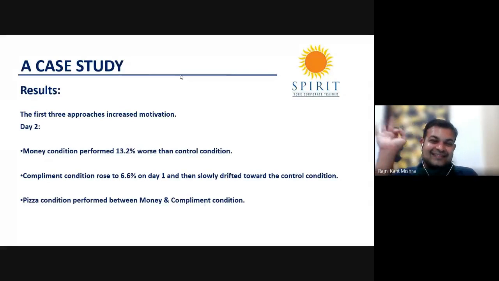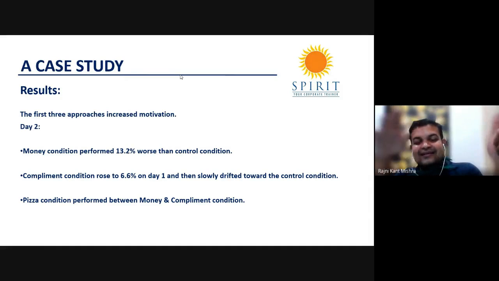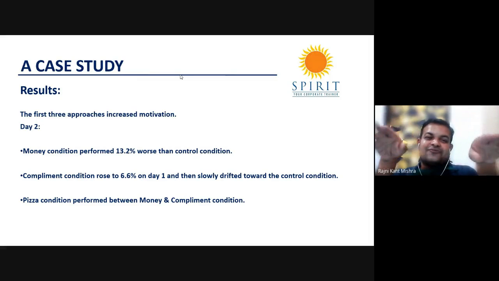And then the third condition, the best condition, is over pizza. What is he saying? In pizza condition, it performed somewhere between money and compliment condition. So on the first day, pizza condition was at the top, and later on, it always fell somewhere between money and compliment condition, which means of the three choices, I must say pizza is the best, which I would choose, and second would be compliment condition. Now you see, the discovery of motivation is what we call it. From here on, I call it the discovery of motivation.